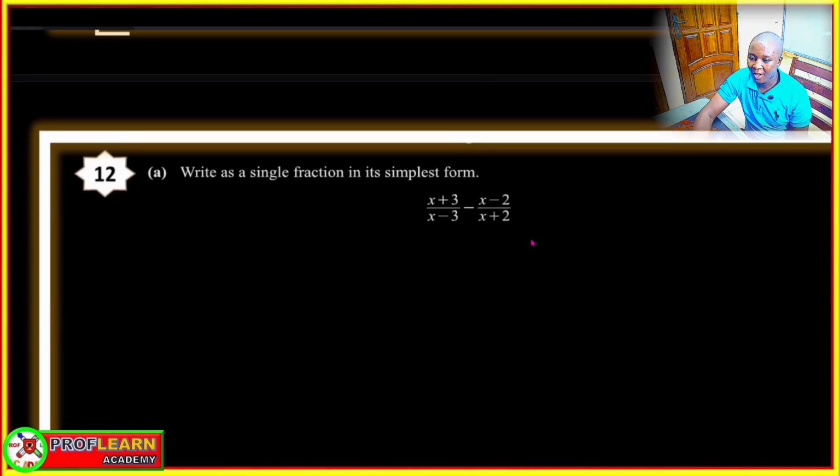And now we move to expressing in simplest single fraction. Here we're going to find the LCM, least common multiple, which is basically the multiplication of the denominators.